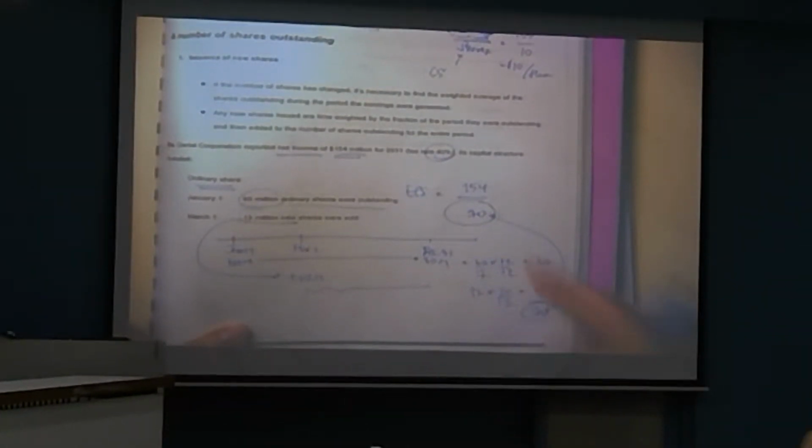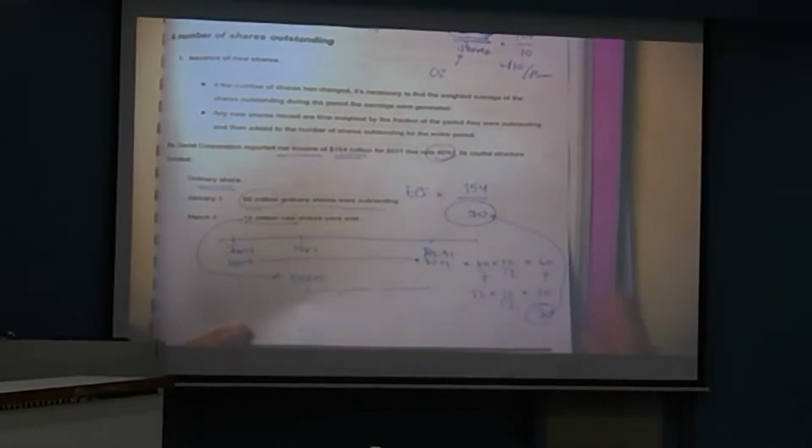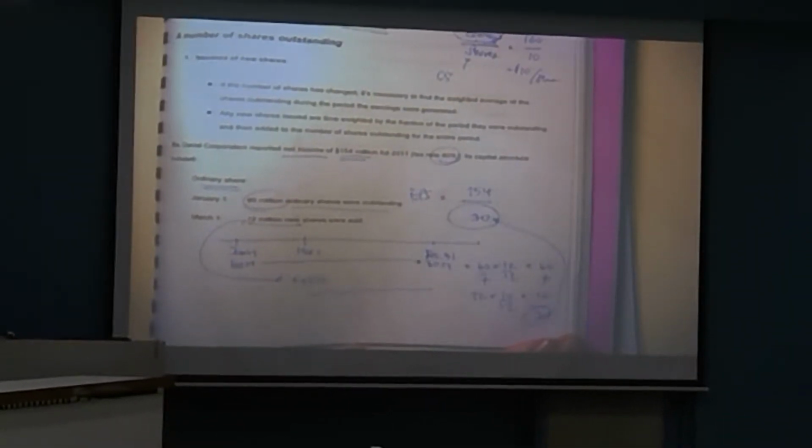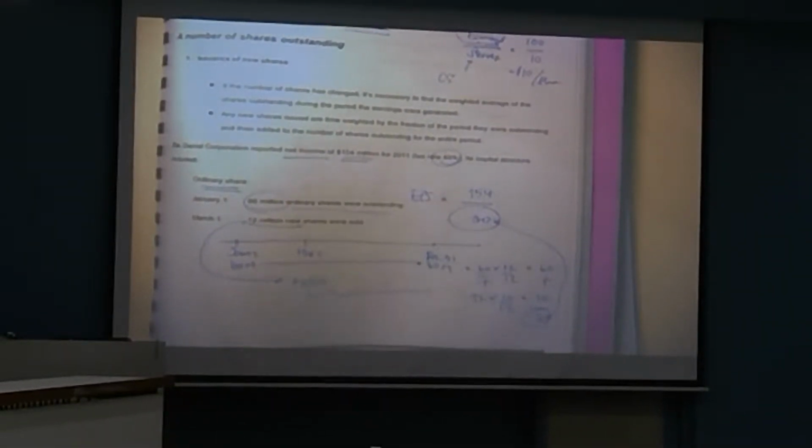That's what happened. The 60 million shares last for 1 year. The 12 million shares last for only 10 months. That's why we need to weight like that. That's what we did last time. If you go to the second example, that's what we did as well.